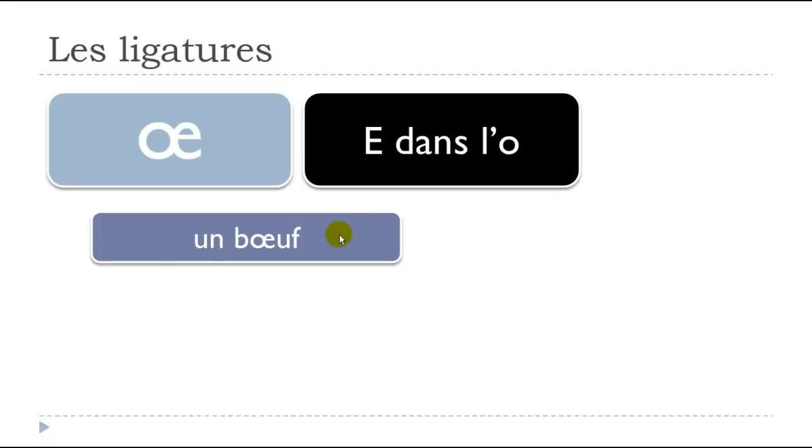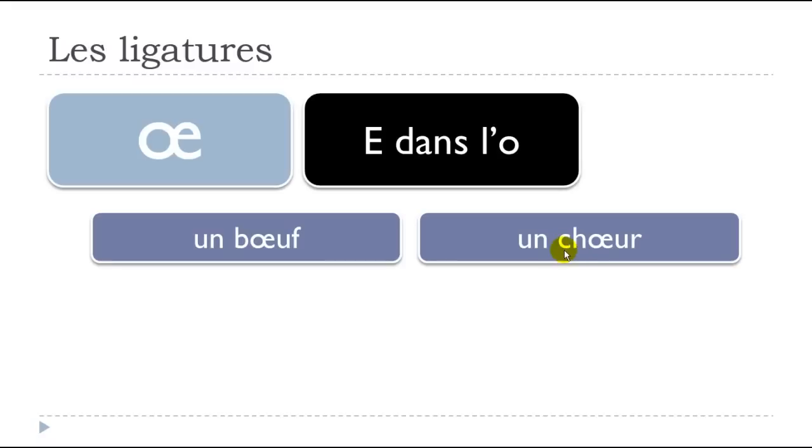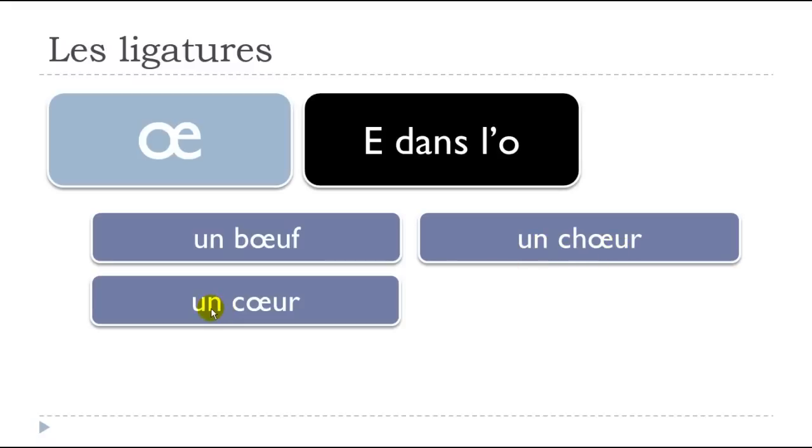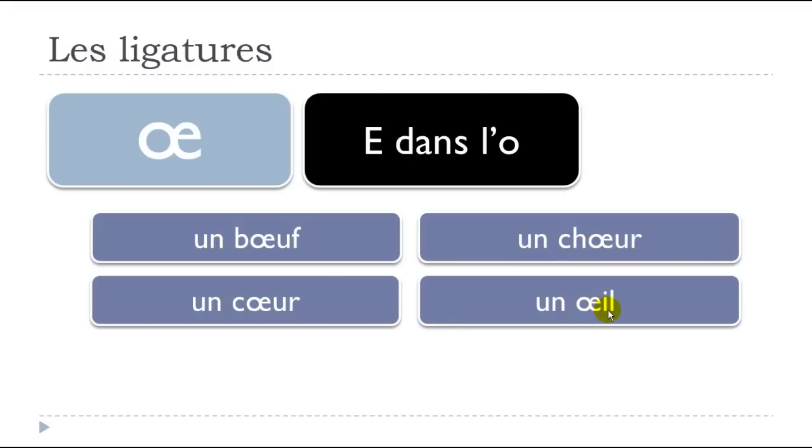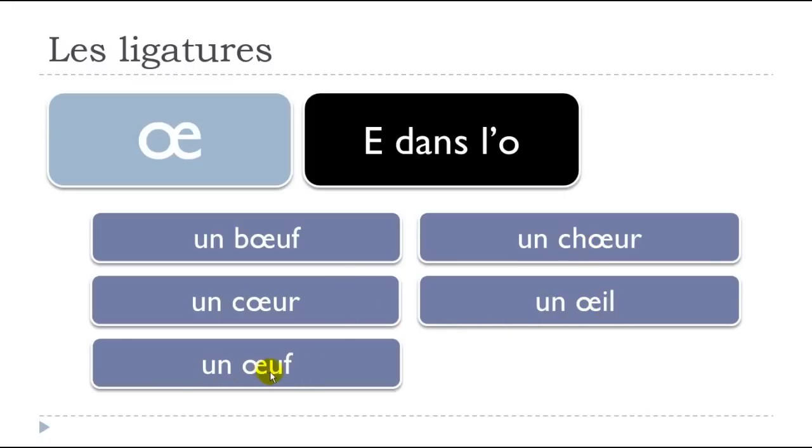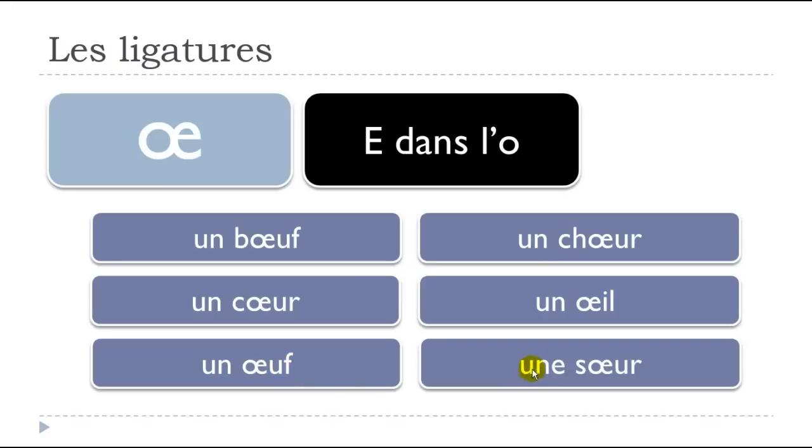I've been selecting a few words, and the first one is un bœuf, un cœur. Un cœur, it's actually quite interesting, because even if you write them differently, you pronounce them the same way. Un œil, un œuf, une sœur. Okay, so un bœuf, un cœur, un œil, un œuf, une sœur.